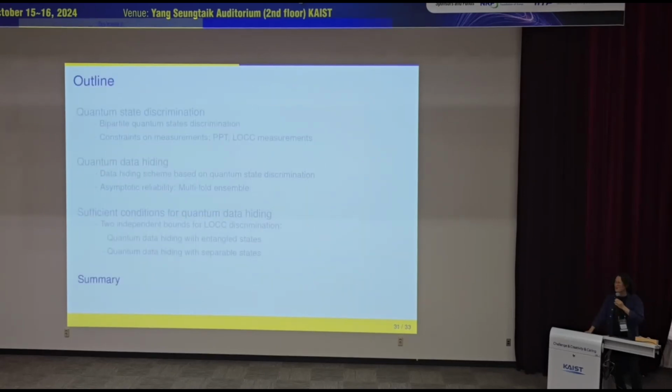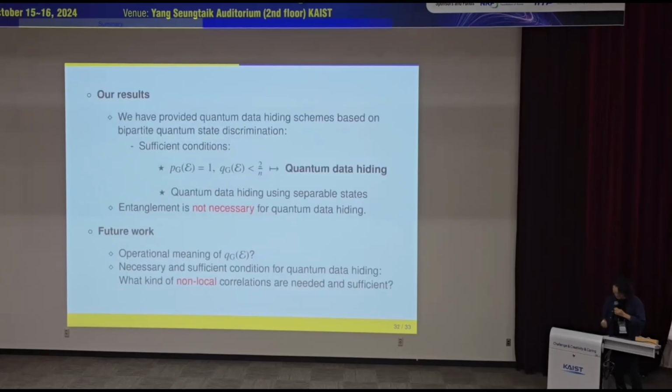Okay, so it's almost at the time. Let's summarize. In this talk, we have provided some quantum data hiding schemes based on bipartite quantum state discrimination. We have two conditions. One can be used for data hiding using an entangled state ensemble, and we also provide some separable state which can be used for quantum data hiding.